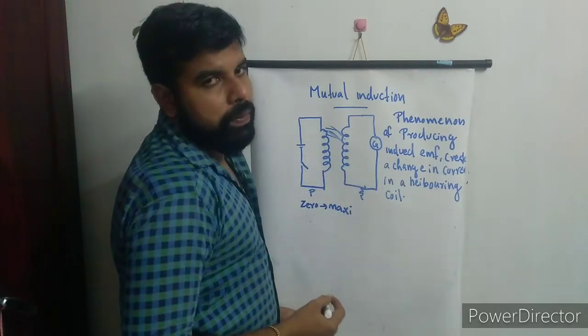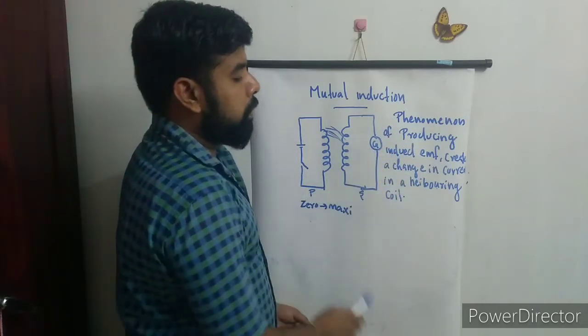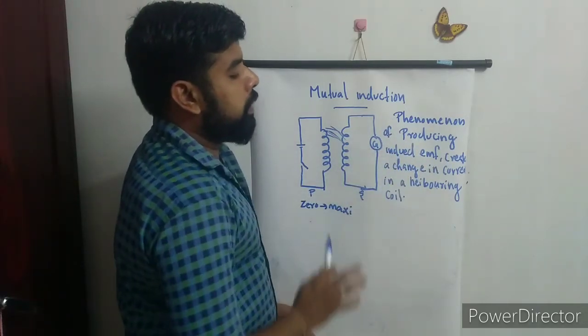The phenomenon where a current is produced in a nearby coil due to the magnetic flux of a coil is mutual induction. So the phenomenon of producing induced EMF by a change in current in the nearby coil.